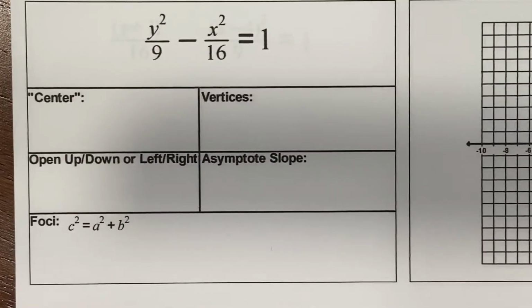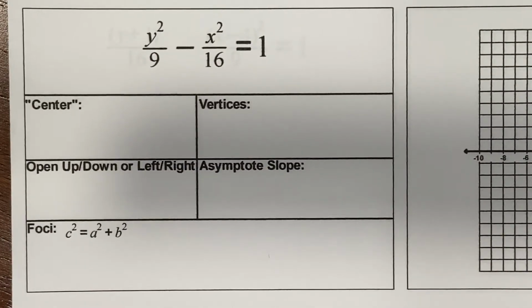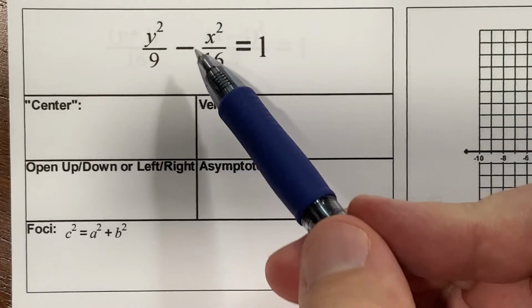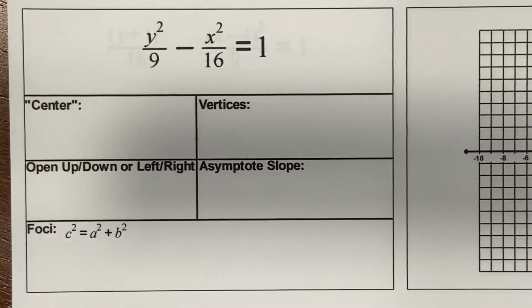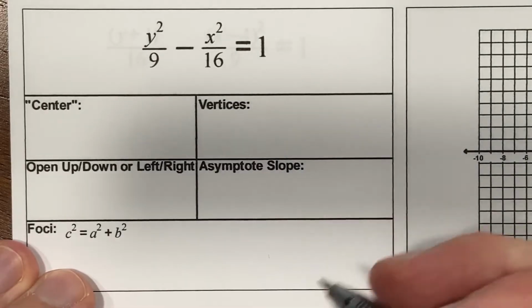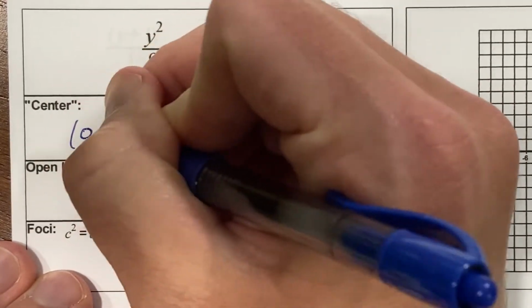So I've got a problem that looks like this. The first thing that comes to mind is how similar this looks to an ellipse problem, except for the fact that that is a minus sign. And usually with our ellipse problems, we always had the x squared term coming first, but in hyperbolas, the y can come first, and that tells us something. So similarly to an ellipse, my center for this one would be at 0, 0.